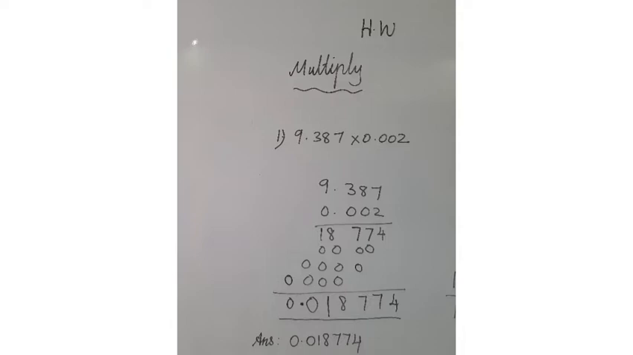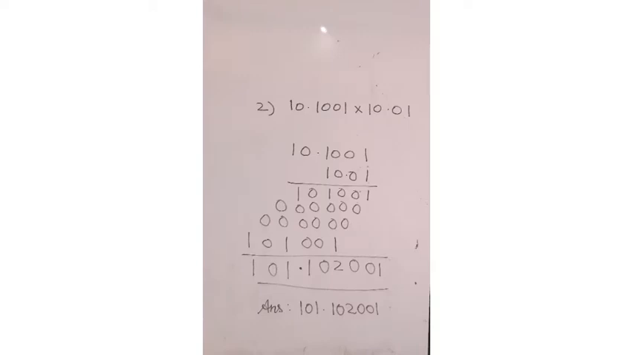9.387 into 0.002. Now we can multiply using ordinary multiplication. Now we get 0018774. After the decimal point we have 6 digits. So we can put the point before 6 digits, isn't it? So what's the answer? 0.018774 is the answer.